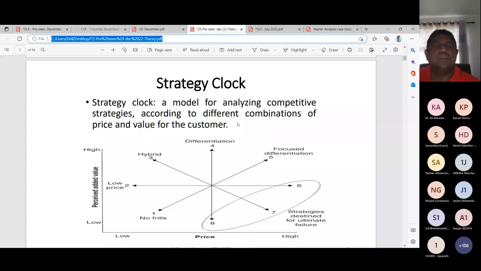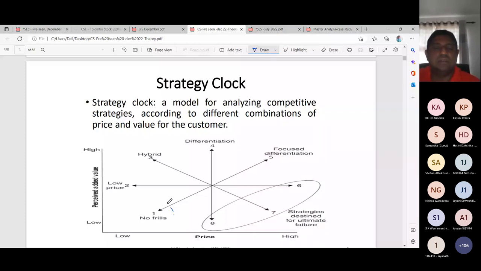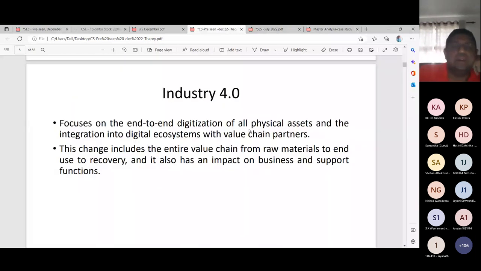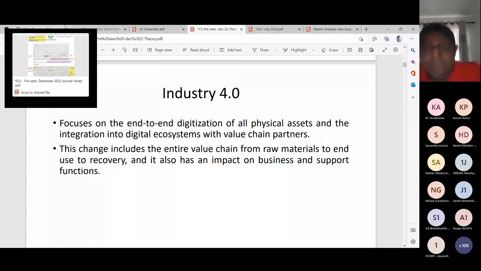So the strategy clock, if you look at the strategy clock, what is the strategy actually? Previous one. There should be the no frills strategy, no? So this is the strategy, no frills, right? So I'm not going to talk much on this one. That's the theory part. So Industry 4.0, look at Industry 4.0.